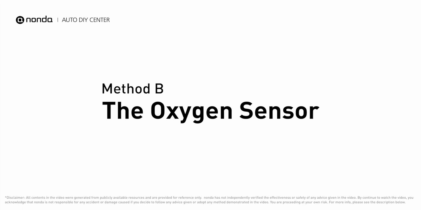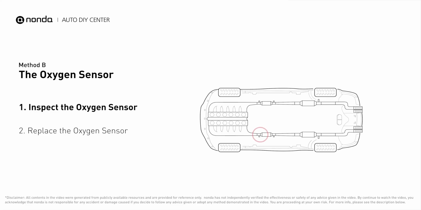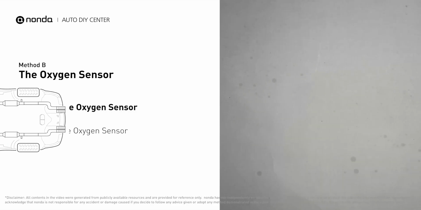Method B: the oxygen sensor. This oxygen sensor is located right after the catalytic converter. Bank 2 is on the side with cylinder number 2. Sensor number 1 is usually the downstream oxygen sensor behind the converter.